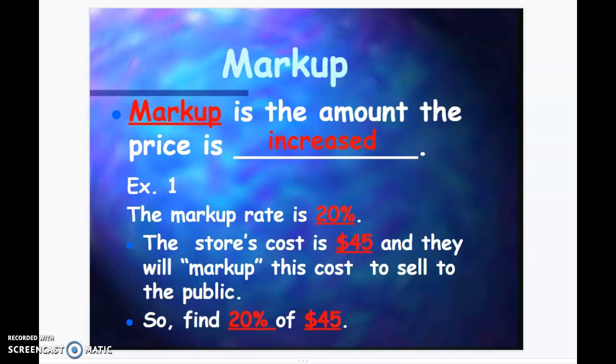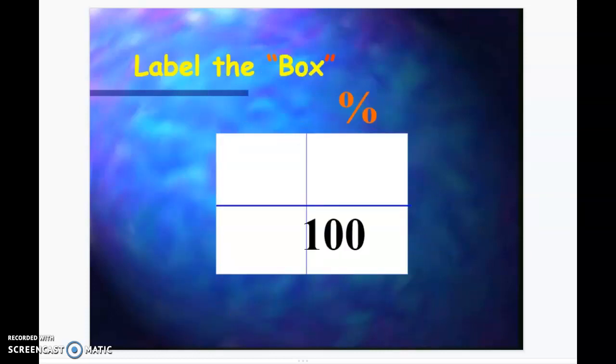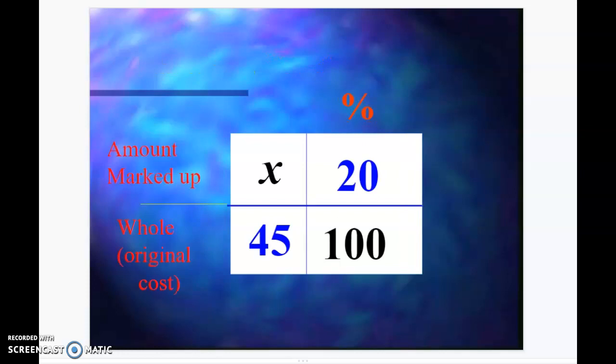Now, the way that we would actually do that is simply by setting up what I like to call a percent box. So if you notice there, we have the percent sign above the right-hand column. We then have the number 100 because we're going to figure out, of 100, what percentage we're actually looking for. So according to this particular example, we are going to set up our percent box where we have the original cost, which is the $45, which needs to be marked up by 20%. Again, 20 out of 100.